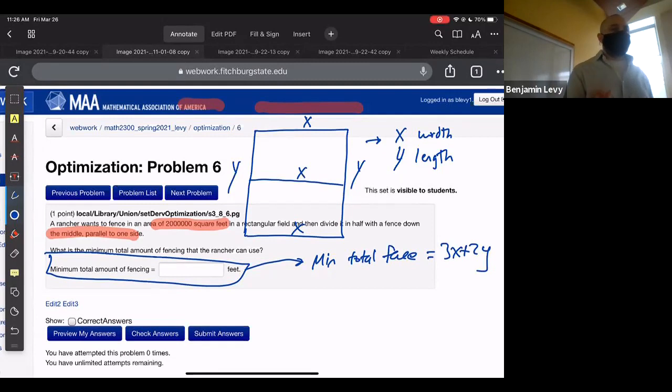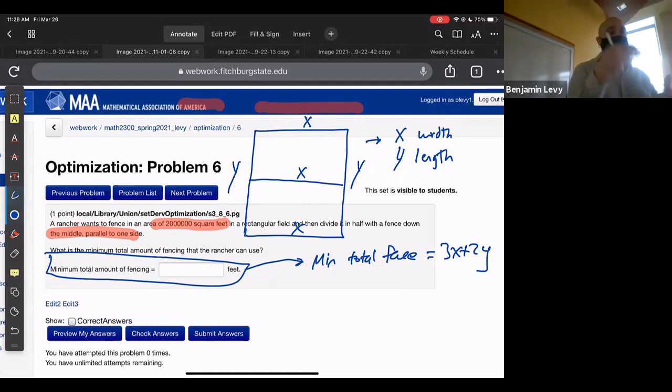It really needs to be clear that that's what we're trying to do here, right? Total fencing, minimize it. Whenever it says minimize or maximize this, or find the most or find the least, that's the objective function, right? So when it says minimize blank or maximize blank, that's the thing we want to be writing down. So minimize total fencing.